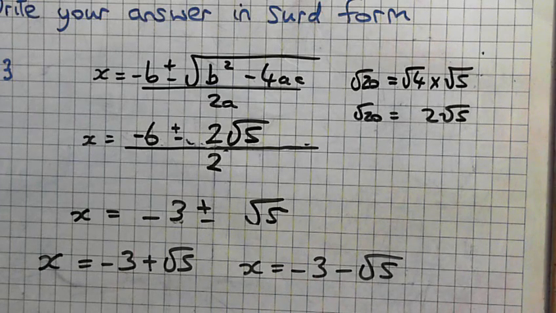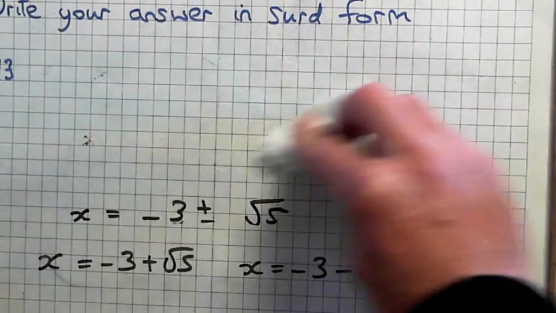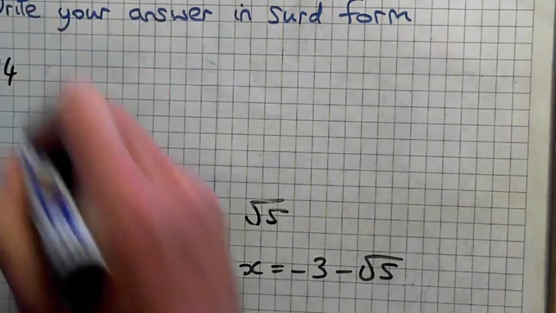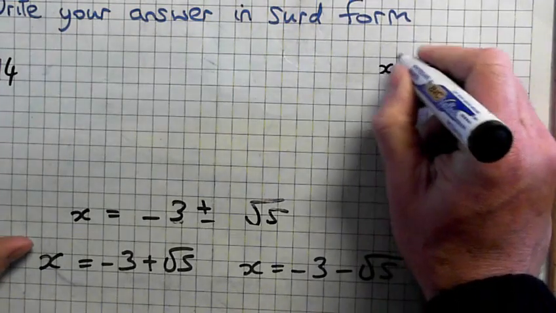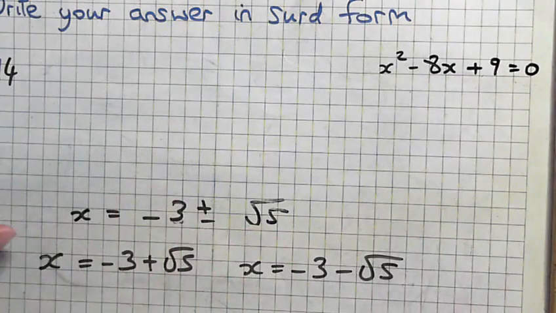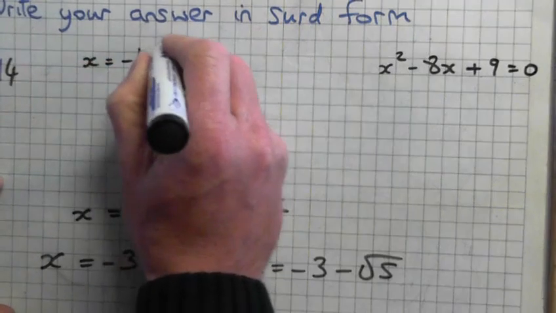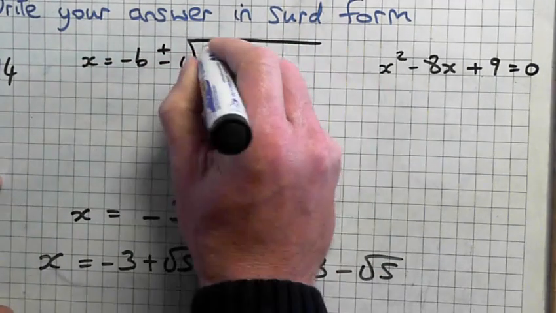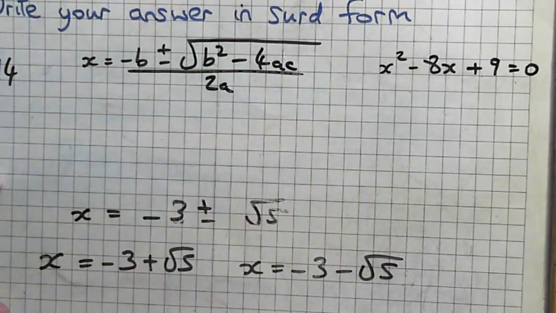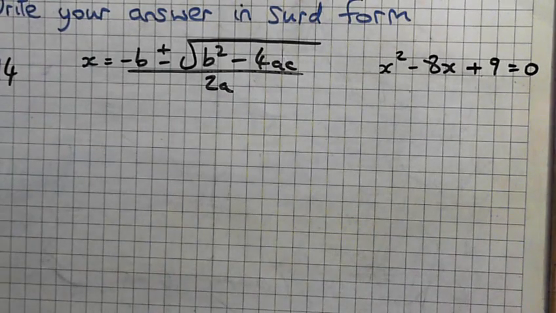We'll have a look at question 14 as well. X squared minus 8x plus 9 is equal to 0. We better write down the minus b formula again. Minus b plus or minus. The people who make mistakes on the minus b formula don't follow all the steps that we're doing right now. If you skip steps, then you'll make mistakes.